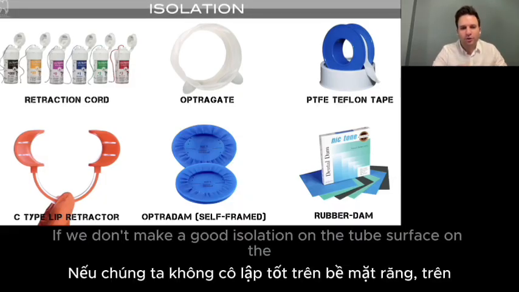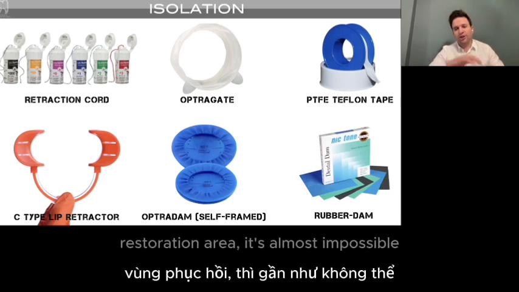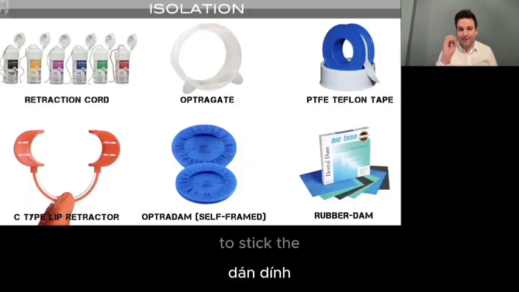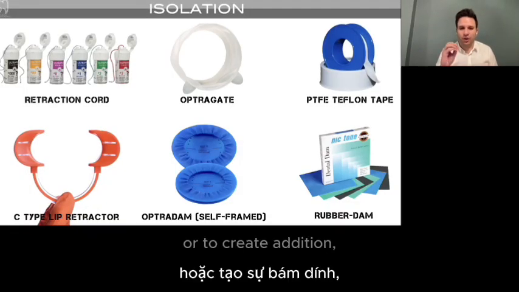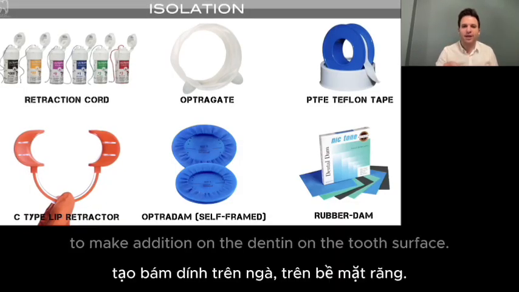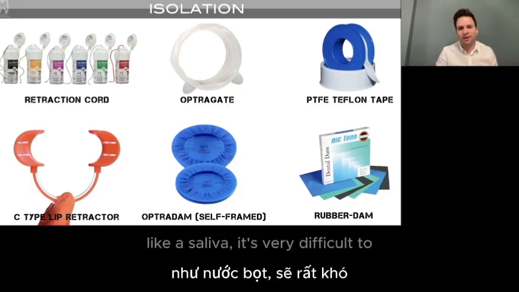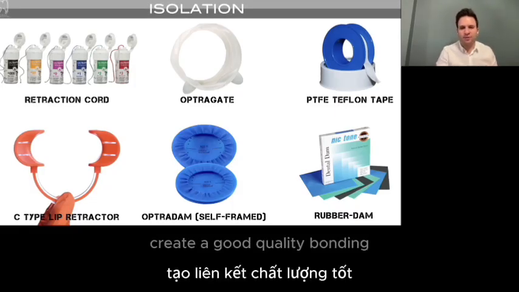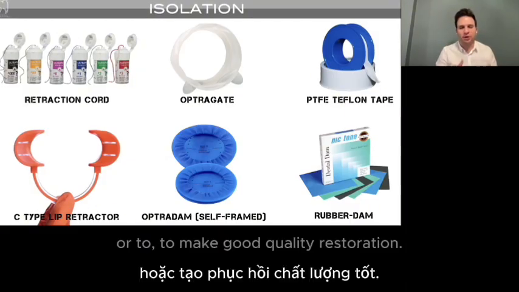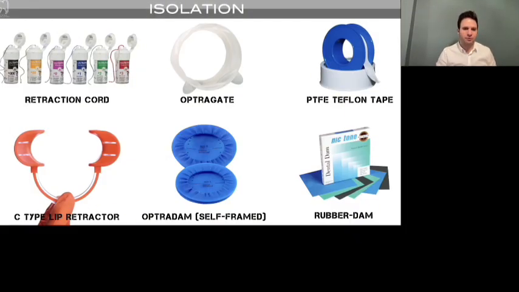If we don't make a good isolation on the tooth surface, on the restoration area, it's almost impossible to create adhesion on the dentin, on the tooth surface. Because if there's leakage, like bleeding or saliva, it's very difficult to create a good quality bonding or to make a good quality restoration.